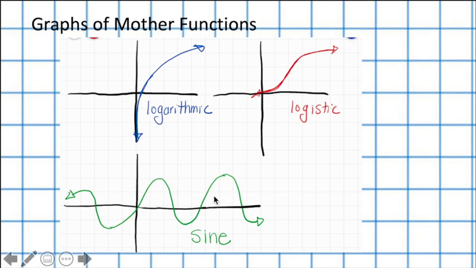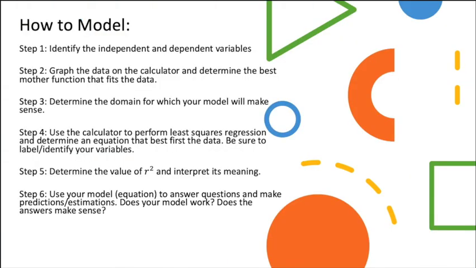So sine would be a really good model for something like temperature during the day because it's going to repeat over and over again, where you start off in the morning where it's cooler, then it gets hotter through the day, and then as it gets nighttime, it goes down and it decreases again, and then it repeats. So that might be a good example of where you might use the sine function. So those are some basic shapes you should be familiar with. Now, here are the steps on how to model.